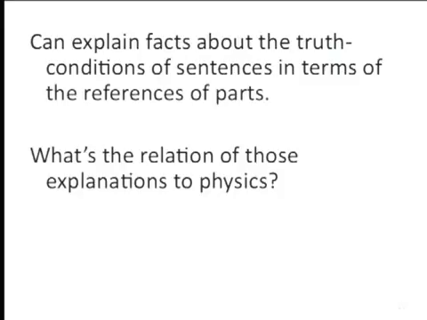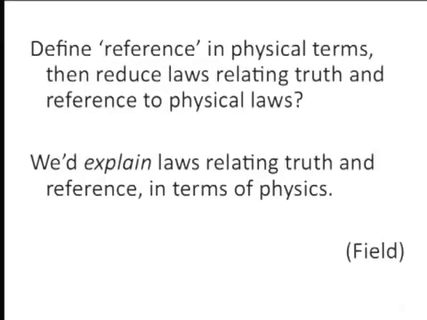So you can explain why a sentence has the truth condition it does by looking back at the references of the terms. But then we want to explain how come it has those references. Can't we do that in physical terms? So then, just as you define valence in terms of gaps in the electron cloud, what you could do in semantics is talk about reference in physical terms, and then say what's at work in meaning is just a special case of more general physical laws.